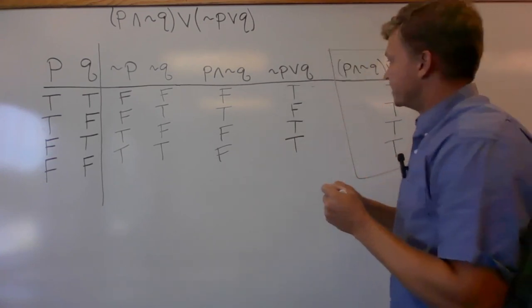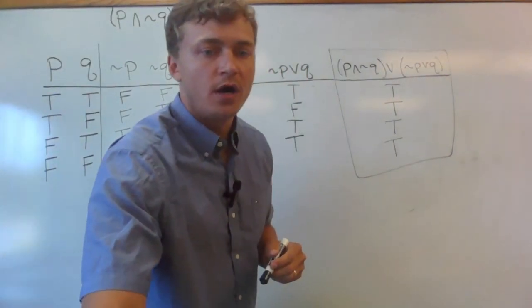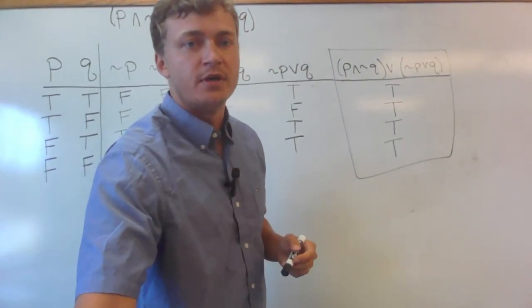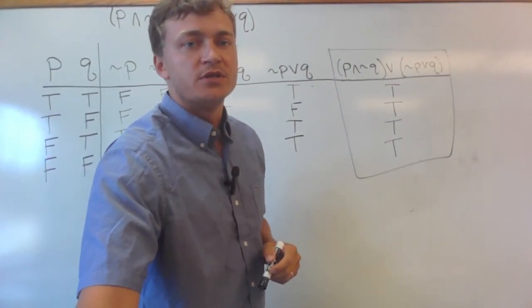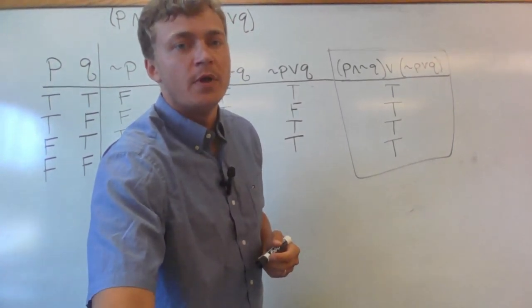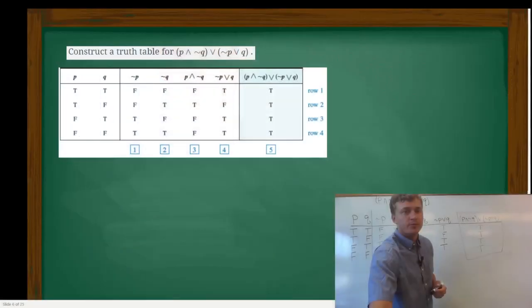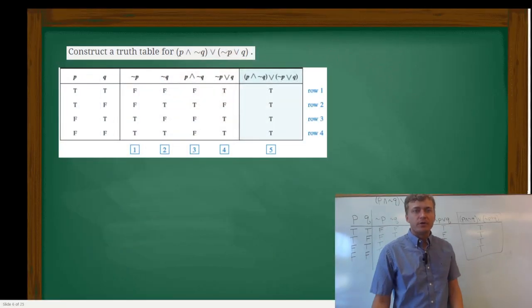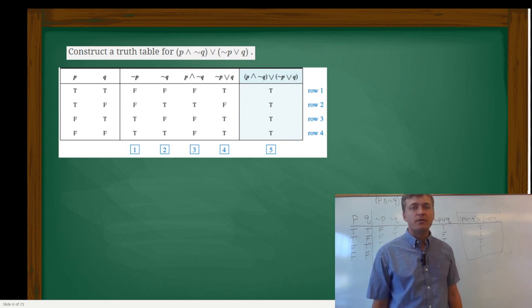So something interesting happens here, and that is the final column actually happens to be all true statements, right? So what does that mean? Well, we're sort of looking ahead here. I'm going to go ahead and pull up the screen that I have here, our truth table for the following statement. Note that our last column, column 5, gives us all true outcomes.